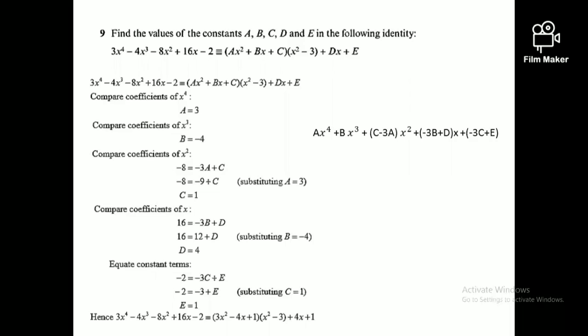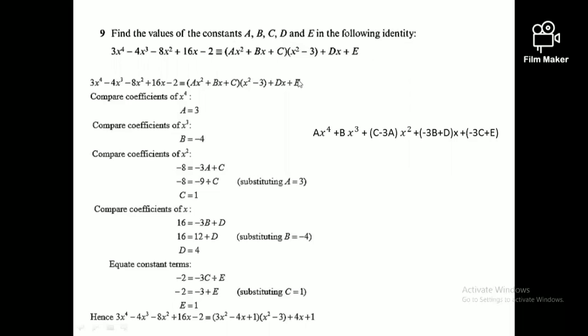They have given, find the value of the constants A, B, C, D, and E in the following identity. We need to identify this one. That is 3x to the power 4 minus 4x cubed minus 8x squared plus 16x minus 2 equals to this. If you use this one, what you can do is initially we can expand the right hand side.